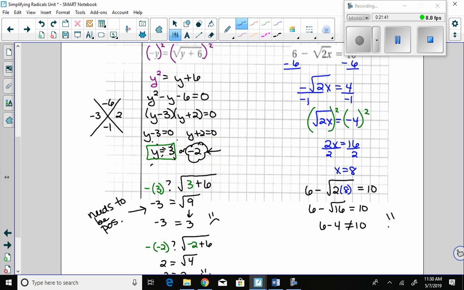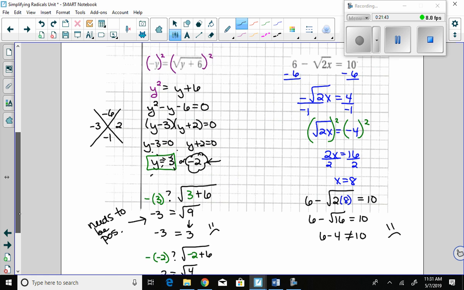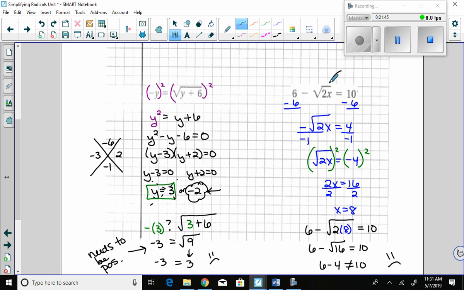So this is extraneous. Now remember I said this was going to have to be negative. It needs to be negative. We don't know how to deal with a negative x inside the radical. That's Algebra 2. So that's why we didn't get a solution. There is one out there. It's just not a real number.